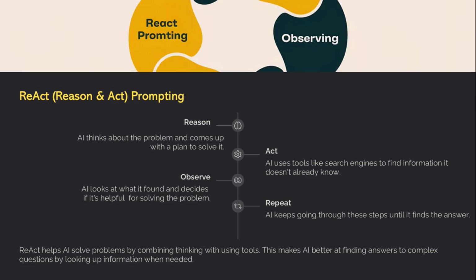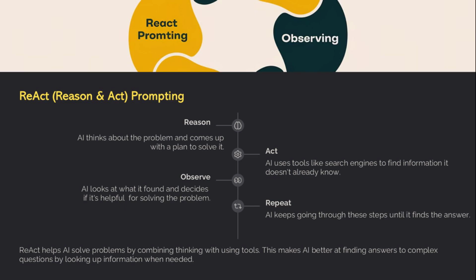REACT is a prompting technique that combines reasoning and acting capabilities to help AI models solve complex problems more effectively. The key steps are: 1. Reason about the problem and come up with a plan. 2. Act by using external tools like search engines to find information. 3. Observe the results and decide if the information is helpful. 4. Repeat the cycle until a solution is found.